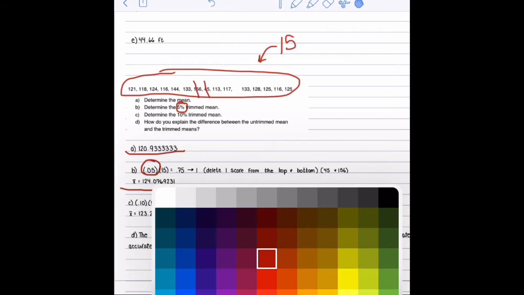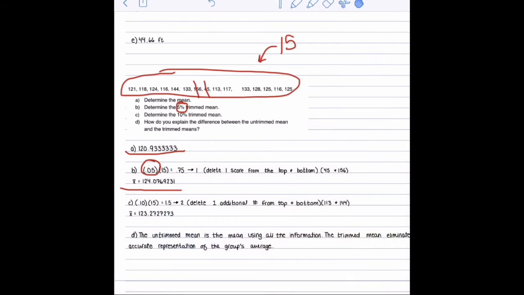So now for the 10% trim mean, it's pretty much the same process. I started off by multiplying 0.1 by 15 because it's 10% this time, and then I got 1.5 and rounded that up to 2, but instead of taking 2 from the top and 2 from the bottom, I took one additional one because one was already taken in the 5% trim. So I took one more number from the top and bottom, got rid of those, and then found the mean the same way that I did before.